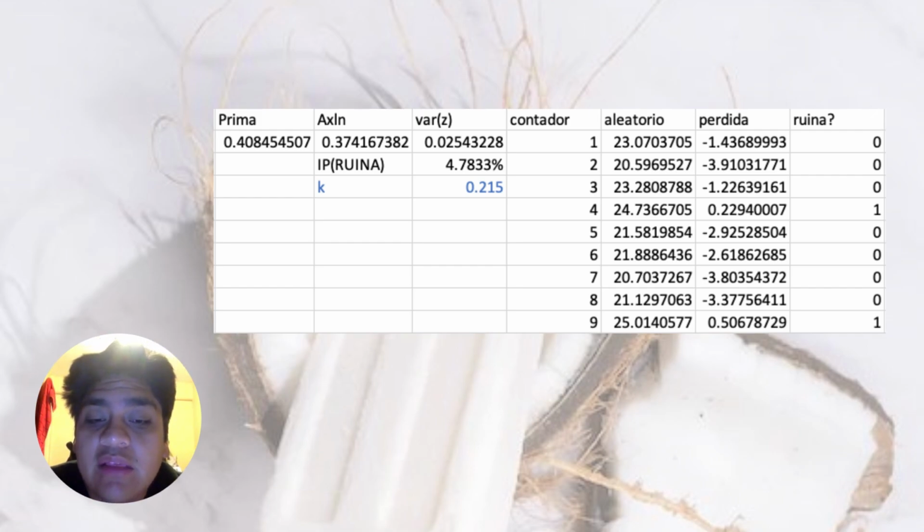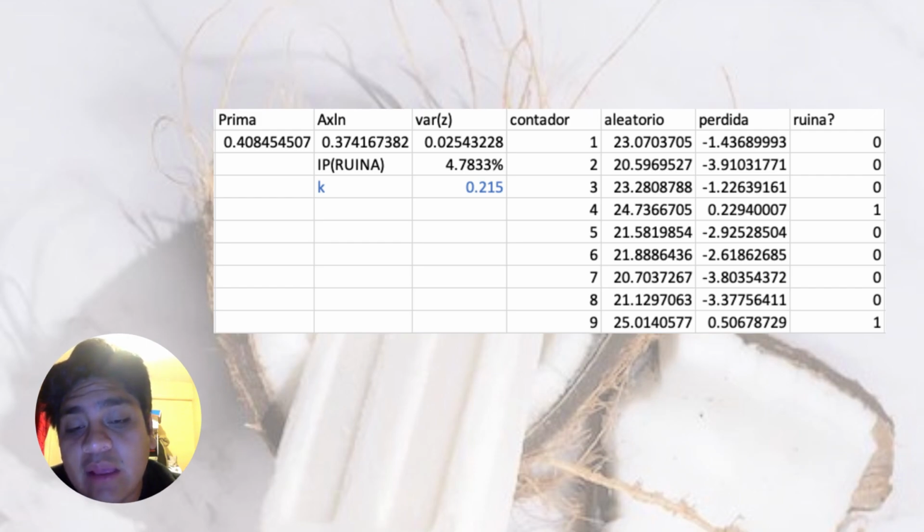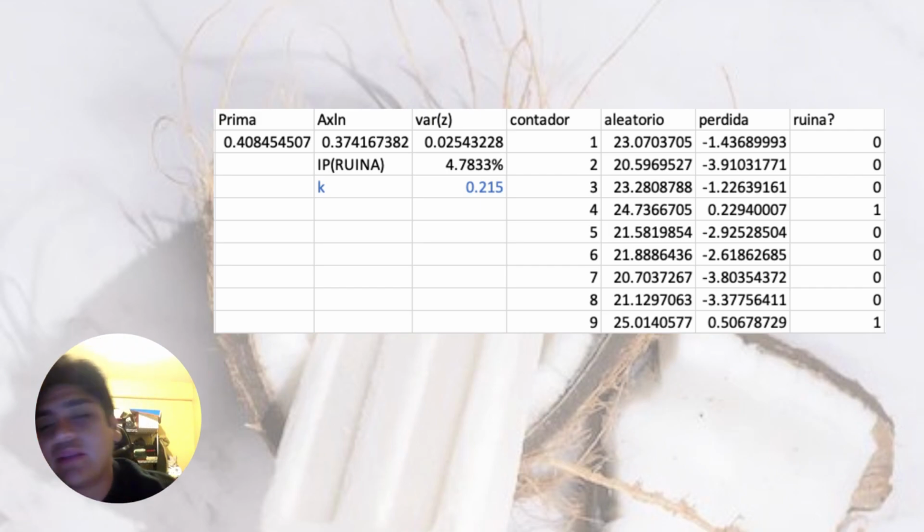Repeating this process in the background is a Monte Carlo simulation. We obtain the probability of ruin. If we adjust the parameter k to less than 1, we can obtain the probability of ruin with 50%.